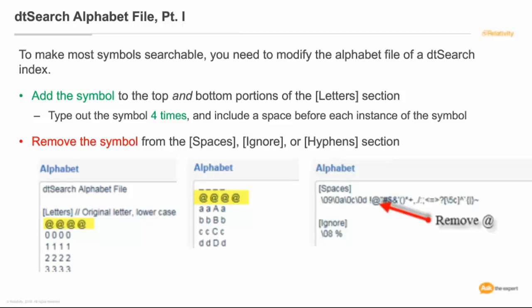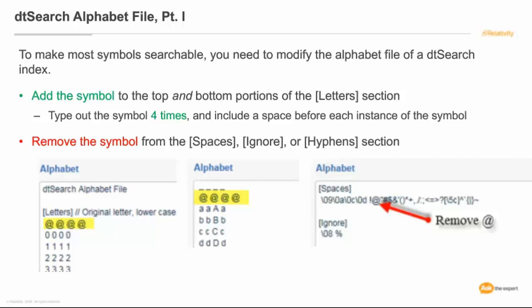And then the symbol does need to be there 4 times. This is just for formatting reasons. It's just the way that dtSearch processes this alphabet file into the index. In general, one tip that I have is to always make sure that there's a clean line on the left side of the letters section. So you see in these screenshots is a space between each of those letters, and then there is a leading space as well. If you don't add the leading space, then it's not going to work.